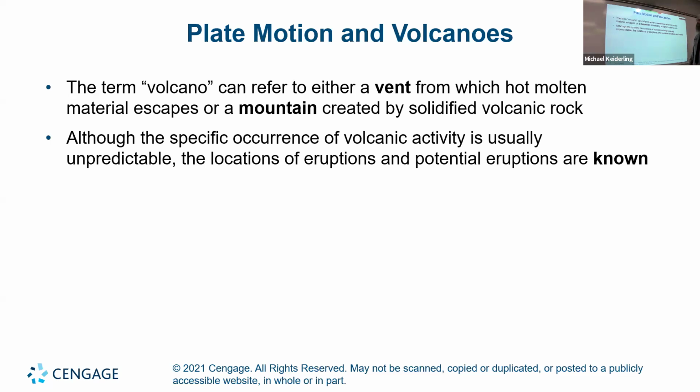And though the specific occurrence of volcanic activity is usually unpredictable, like we don't know when a volcano is going to go off, the location of eruptions and possible eruptions are pretty well known. Basically, we can figure out this is a place where you might have a volcanic eruption, and we might even be able to tell it's likely to have a volcanic eruption sometime soonish, but we can't tell whether it is going to have an eruption this week, this year, that kind of thing. That's much harder to predict.